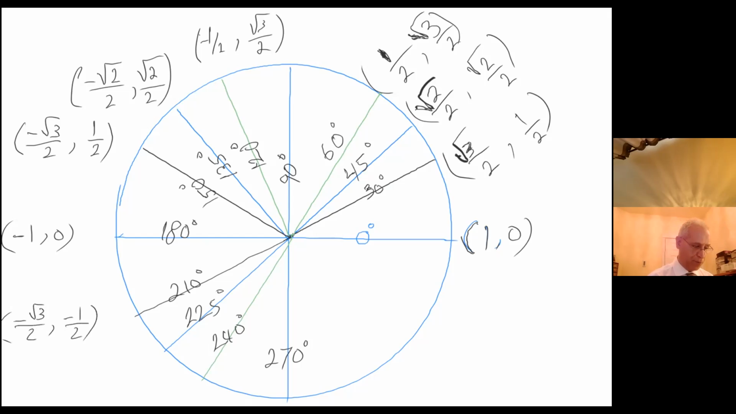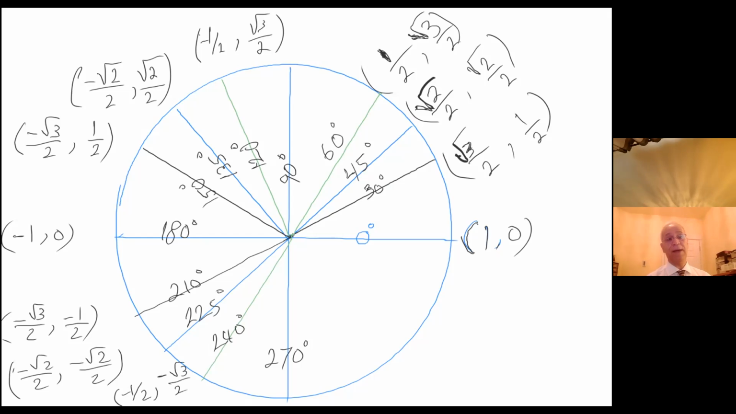For 225 degrees, or 5 pi over 4, it's going to be just like 135 degrees, both values negative. So -√2/2, comma, -√2/2. For 240 degrees, I look at 120 degrees. So I have negative 1/2 for cosine, and sine is going to be also negative, so negative √3/2. For 270 degrees, I'm running out of room on my iPad. The value of cosine is, of course, 0. The value of sine is negative 1.